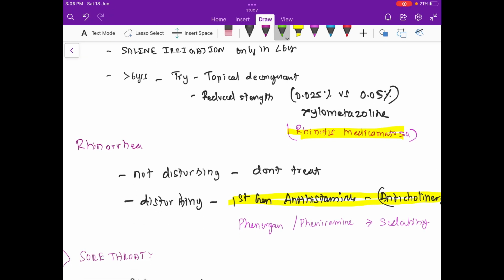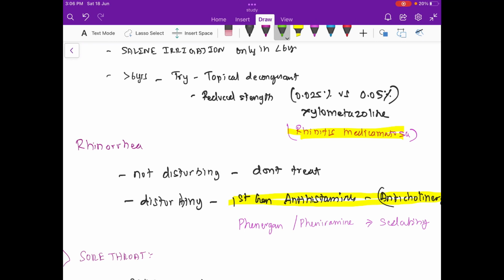Rhinorrhea. Rhinorrhea is just running nose or nasal discharge. We don't treat rhinorrhea. See, there is a virus which is foreign to the nose, and the body reacts so that it increases the vasodilation and creates a flow like waterfalls, so that the virus is wiped away from the body. So rhinorrhea is a protective mechanism in common cold. We do not treat rhinorrhea if it is not too disturbing for the child. Non-disturbing mild rhinorrhea, leave it as it is.